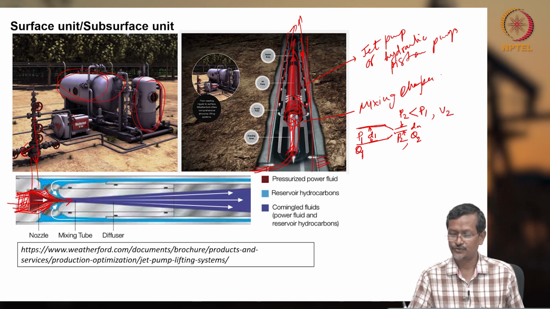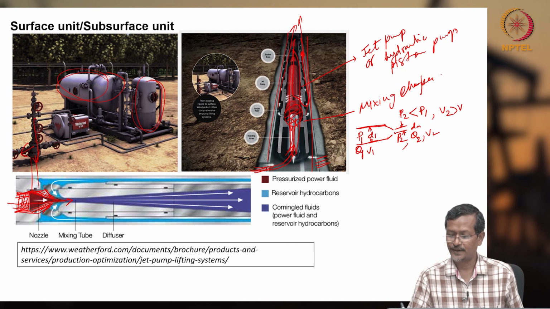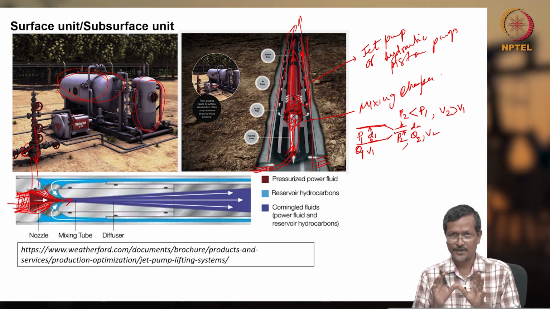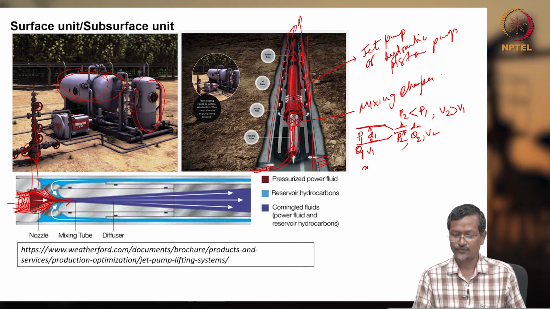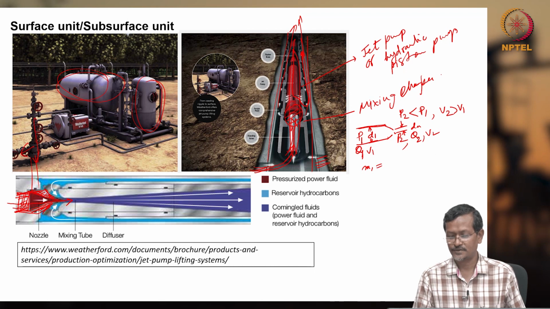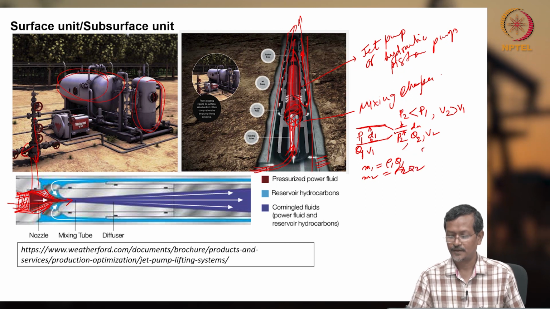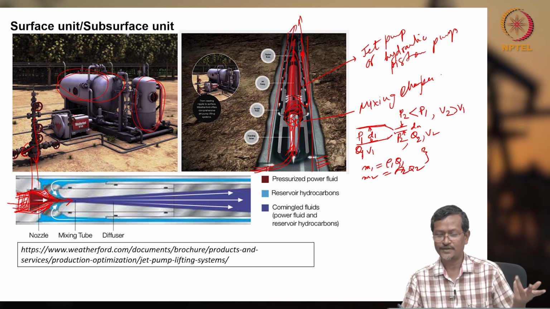Velocity V2 will be higher than V1. Why am I saying the flow rate will be the same? Flow rate: if I am using a liquid, then mass flow rate m1 equals rho 1 Q1, and m2 equals rho 2 Q2. So if rho is constant, then the flow rate Q1 and Q2 is constant.